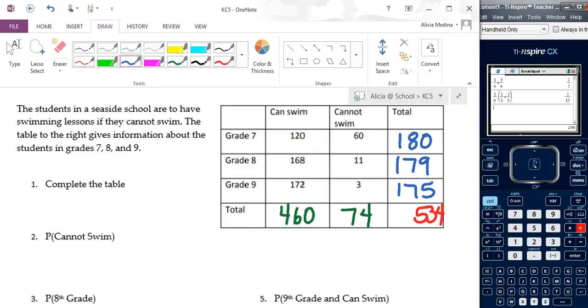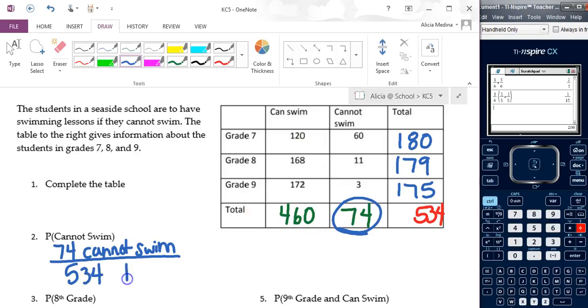Alright, so now, we already completed the table. Number 2, it says the probability of the people that cannot swim. So the way that we're going to write this is, well, looking at the people that cannot swim, what are the people that cannot swim? I have my 74 right here. So I'm going to have 74 people, and just so that for the first couple of examples you see where I'm getting these numbers, this is for the people that cannot swim, over my 534 total people, right?